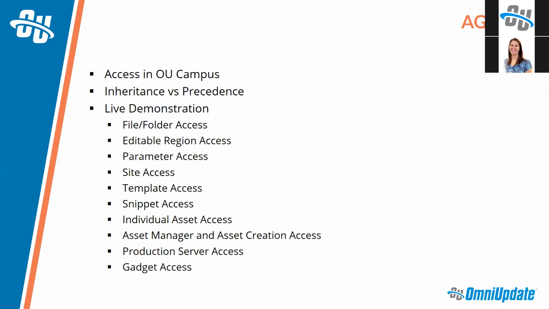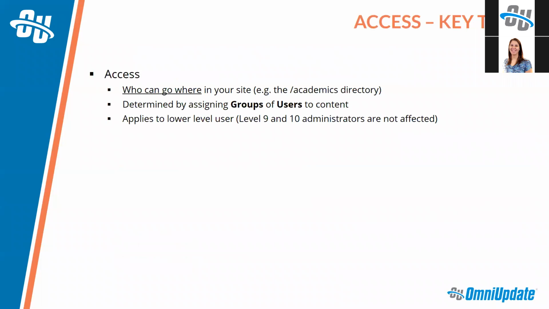All right, so let's talk a little bit just generally about access. The key term here, when we talk about access, we're talking about who can go where in your site. It has to do with locking individual pieces of content or opening them up to particular groups. So if you have an academics directory, do you want everyone inside OU Campus to be able to get into that directory and get to your pages? Or do you want to lock that door so that only certain people can get to it?